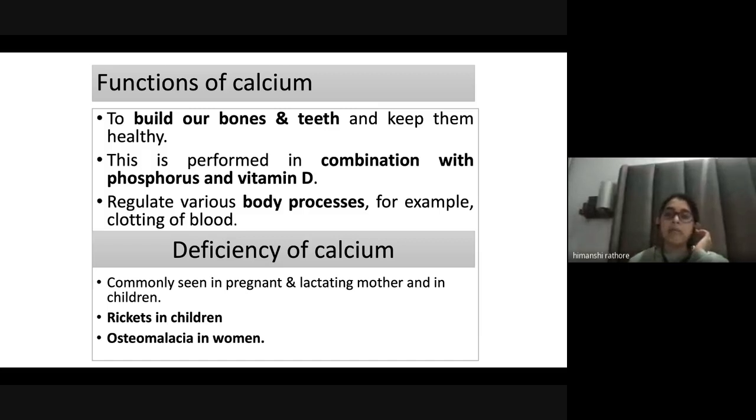So ultimately, everything is interconnected with weak bones. So these two deficiencies you can write down. In children, there is rickets, and in women, there is osteomalacia, and another condition is known as osteoporosis, which is the other severe deficiency of calcium, a condition where again your bones stop supporting your body weight and you have difficulty in walking. So they all are interconnected with weak bones.